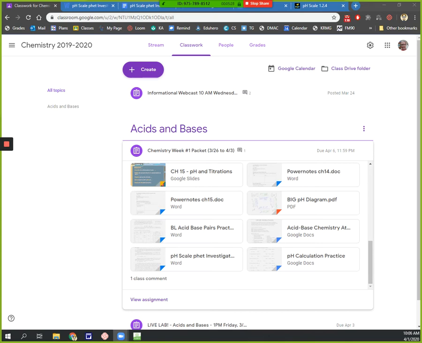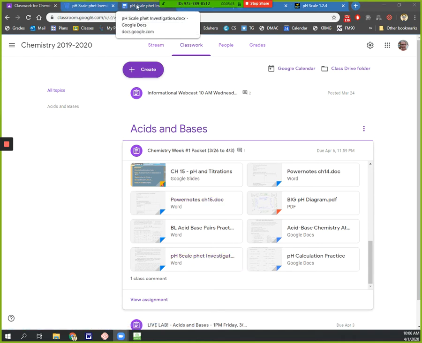So good morning, everyone. This morning we're going to be taking a look at this PhET virtual lab over the pH scale. You can find that if you go to classwork. It's this one right here, pH scale PhET investigation.